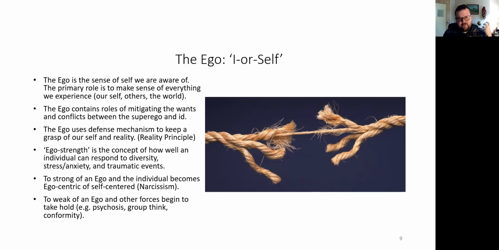So the key thing to remember is the ego is playing this very complicated balance game. It wants to keep the superego and id happy, also doesn't want them to overwhelm the individual, and also doesn't want the ego to be too strong. And so with that, there's going to be use of defense mechanisms, which we'll talk into.